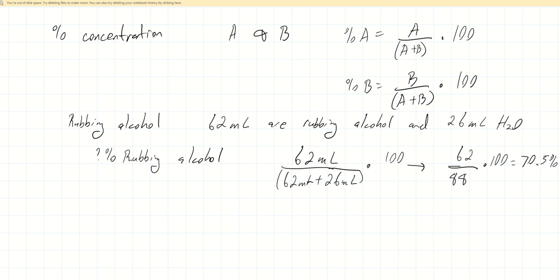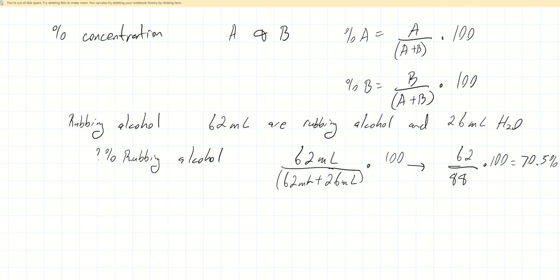Be careful. People will try to say all sorts of weird things because they don't take the total of everything. I would not be surprised if somebody told me that this was 238% because they just divided by the 26. I would also not be surprised if somebody told me that it was 2.38% because they divided by the 26 and they didn't multiply by 100. You have to divide by the total mass or total volume of everything.